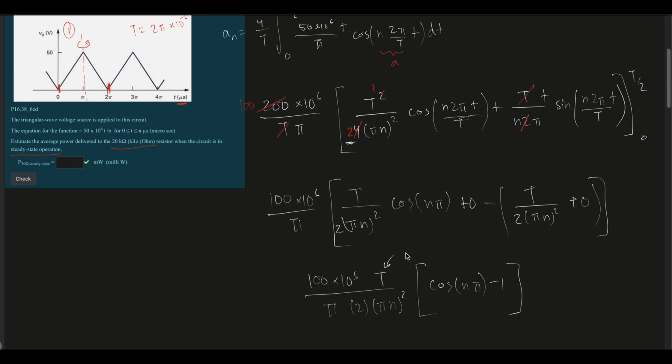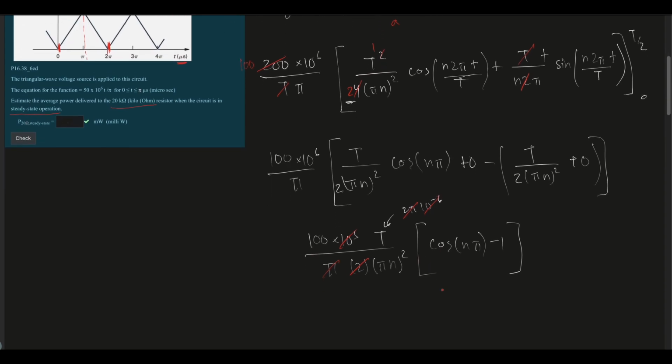This T, we know the period is 2 pi times 10 to the negative 6th. So the 10 to the negative 6's will cancel out. The 2 pi is going to cancel out with these. And we're just left with a 100 over pi n squared, cosine n pi minus 1.